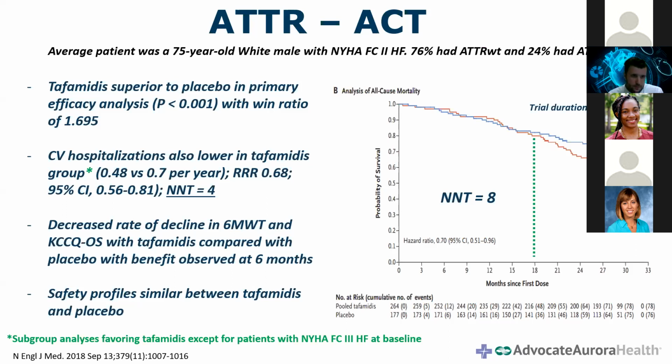So tafamidis was found to be superior to placebo in the primary analysis with a win ratio of close to 1.7. There was a 30% relative risk reduction in all-cause mortality compared with the placebo group, with survival curves starting to separate right around 18 months after treatment. The number needed to treat for this was a little less than 8 patients. Cardiovascular hospitalizations were also lower in the tafamidis group.